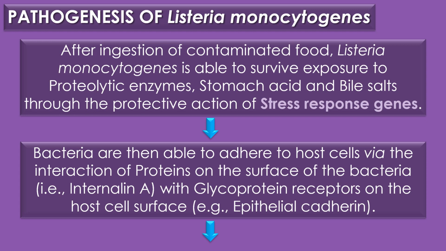Pathogenesis of Listeria monocytogenes. Listeria monocytogenes causes the disease called listeriosis. After ingestion of the contaminated food, Listeria monocytogenes is able to survive exposure to proteolytic enzymes, stomach acids and bile salts through the protective action of stress response genes. The bacteria are then able to adhere to the host cells via the interaction of proteins on the surface of the bacteria, that is internalin A, with glycoprotein receptors on the host cell surface, for example E-cadherin.